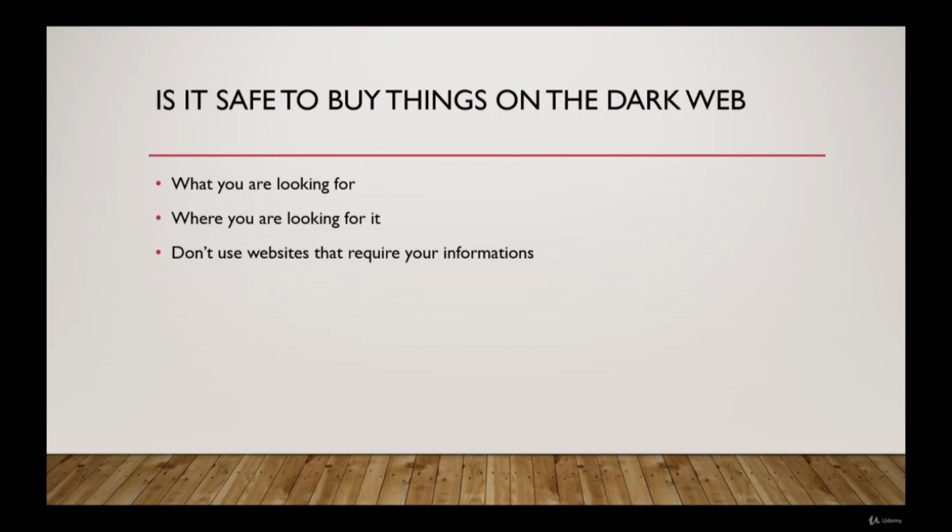Second thing, where you are looking for it. It's the same thing as on the surface web. When you are buying products from the deep web, let's say your main goal is just to remain anonymous. It will depend where you're looking for your product. On the surface web, if you want to buy a television, you will go on a website that has a certain reputation, like Amazon or eBay, an e-commerce site with a reputation of selling good products, with traffic and reviews, because you want to be sure that you will receive the product.